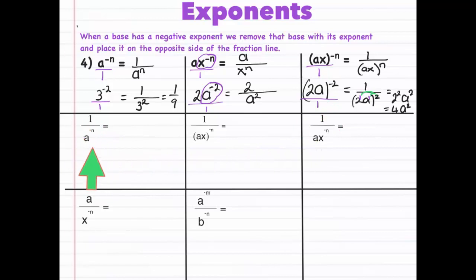So, how about this example? Now here we've got 1 over a to the power of negative n. Which base has a negative exponent? Well, it's this a. So, this one has a negative exponent. So, we already have the fraction line there. So, where must this one go? Now it's at the bottom. If we want to change that negative exponent to positive, it needs to go to the top. So, this will become a to the power of n.